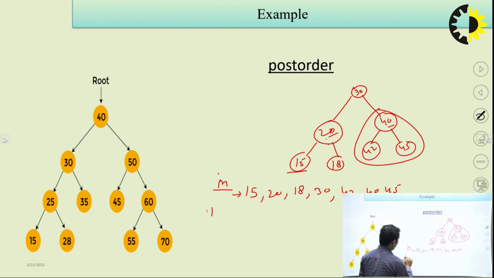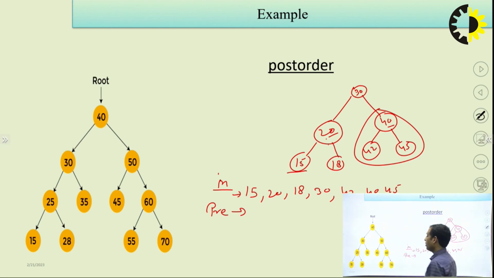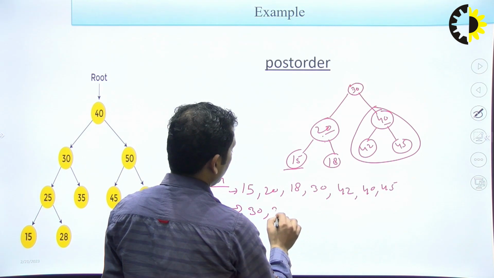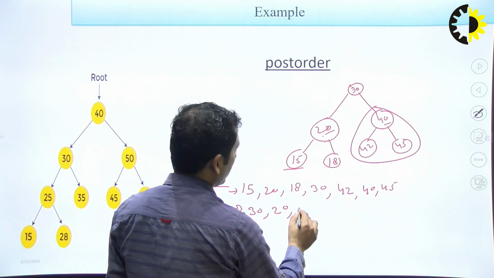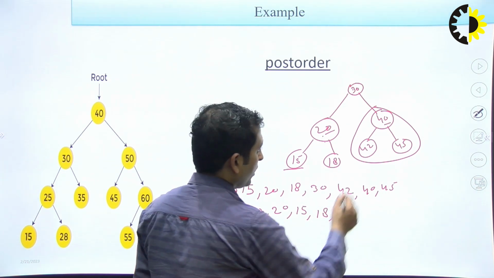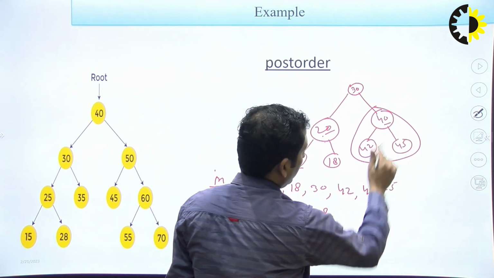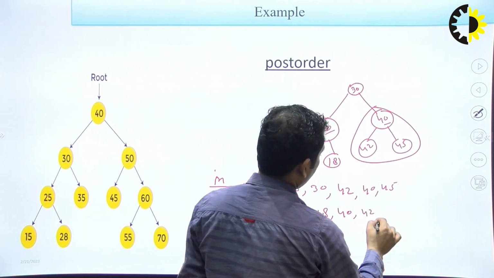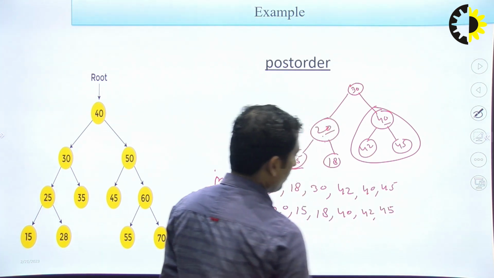Okay, if we take the same tree by using pre-order, so in the pre-order first we do the root, which is 30, then the left portion, then again visit the root 20, then the left portion, this is 15, then the right portion, this is 18. Okay, now for the right subtree visit the root node, that is 40, then left 42, then right, this is 45.